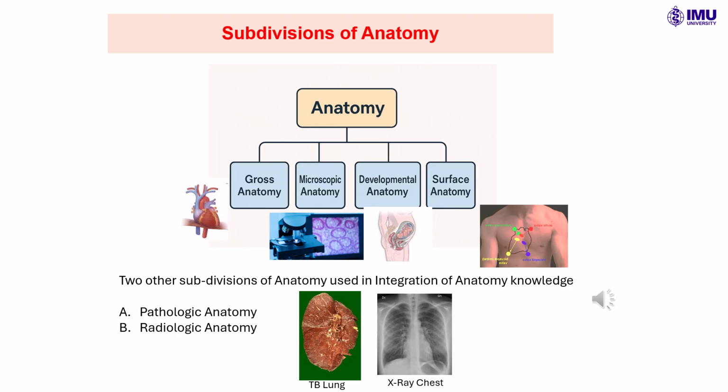Let's walk through the main subdivisions of anatomy together. 1. Gross anatomy. The big picture. This is the part of anatomy that deals with body parts you can see with the naked eye. You study entire organs, such as the heart, lungs, muscles, and bones. It's how doctors learn what's inside the body during surgeries or dissections.